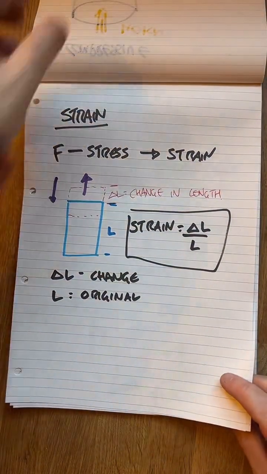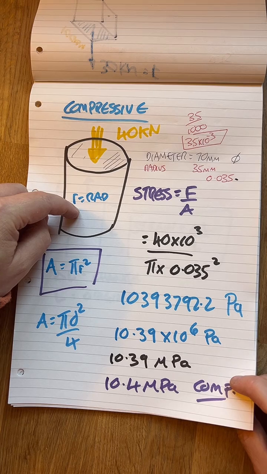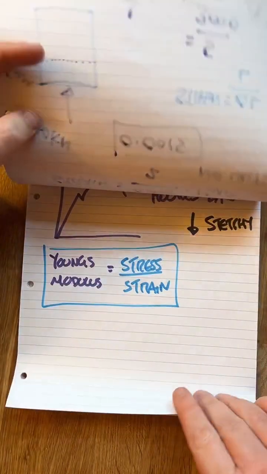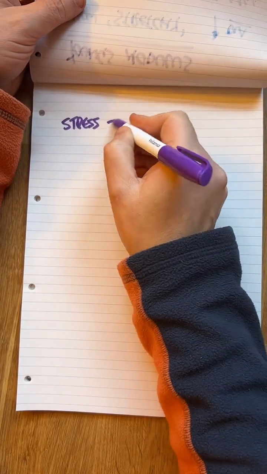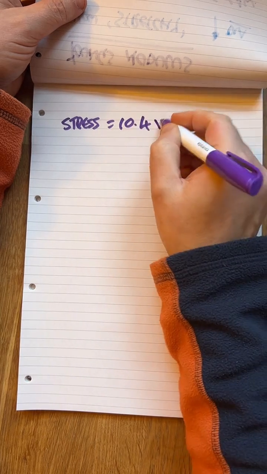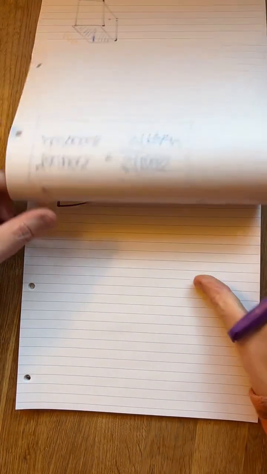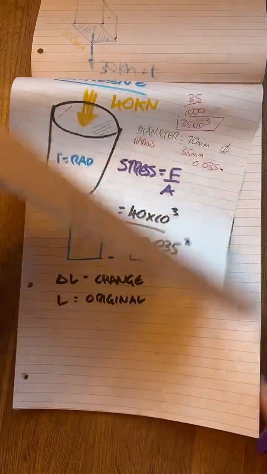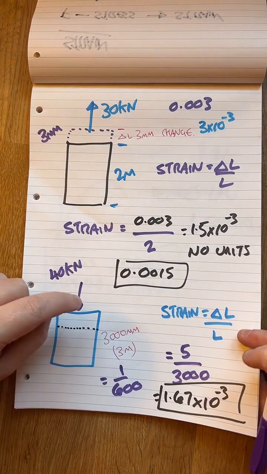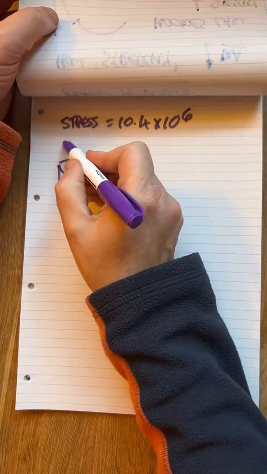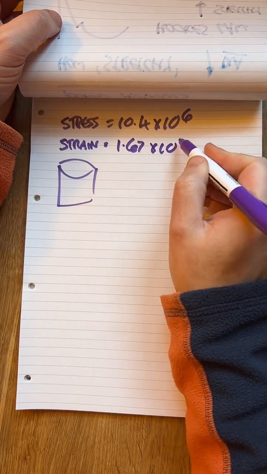We'll do this one first, and then this one. The stress on the round one is 10.4 megapascals. And the strain on the round one was 1.67 times 10 to the minus 3.